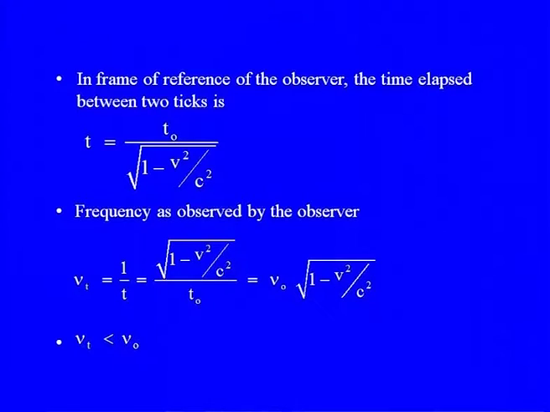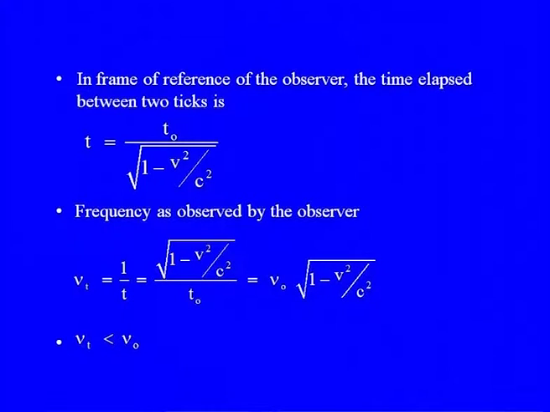Okay. Now, how would the observer find this time to be? In the frame of the observer, the time elapsed between two ticks would be t. Now, t will not be the same as t0, which was the proper time, remember, but t will be t0 divided by root over of 1 minus v square by c square. It is this very simple time dilation formula that we have used here.